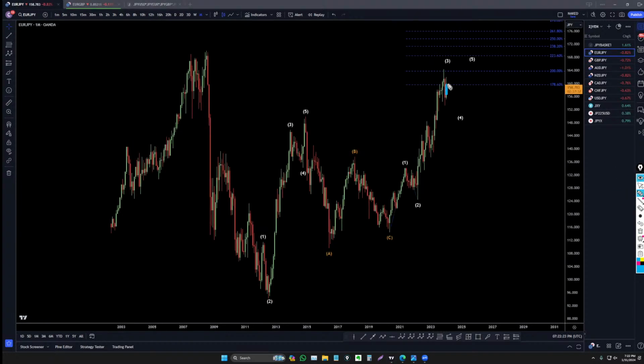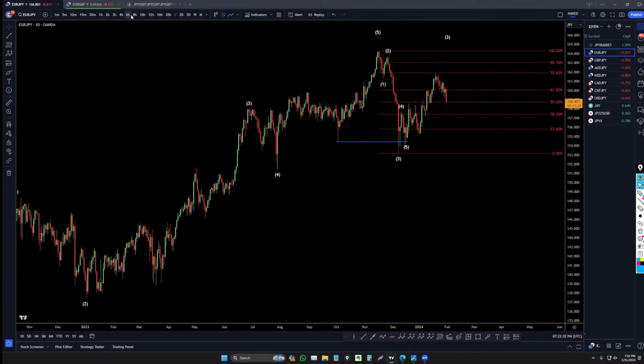I actually think the euro yen may possibly go up and then make a bigger correction, and then maybe make a big move to the downside. But I guess we'll have to just watch and see.